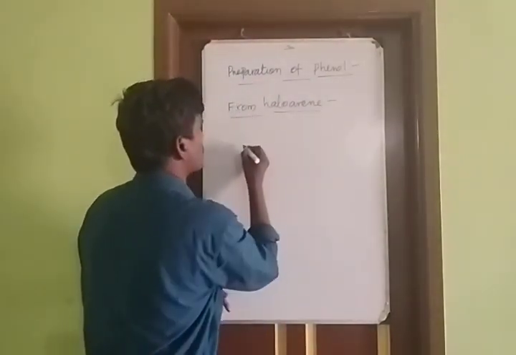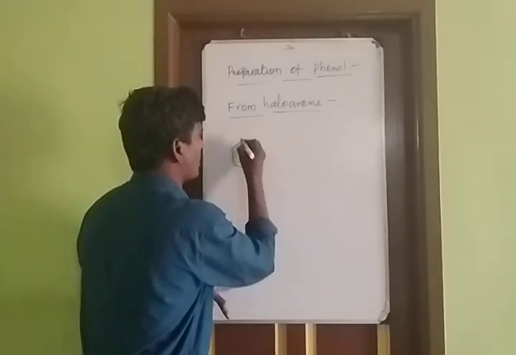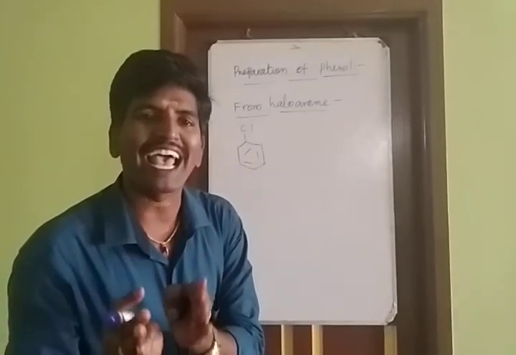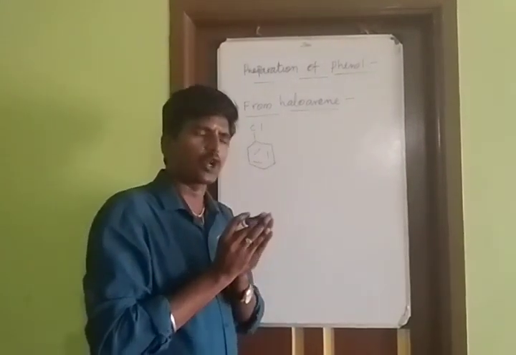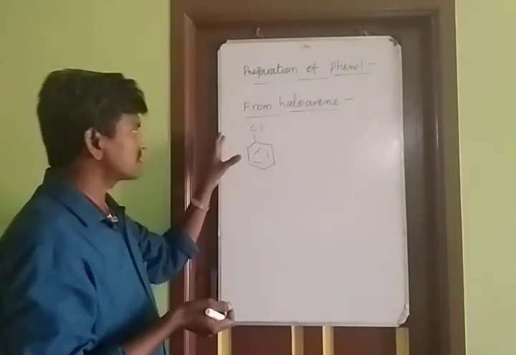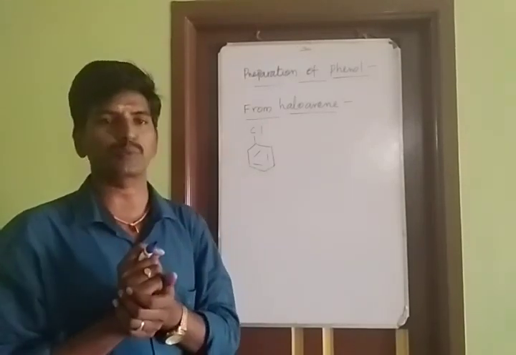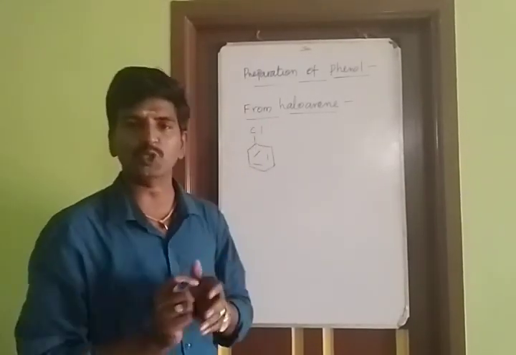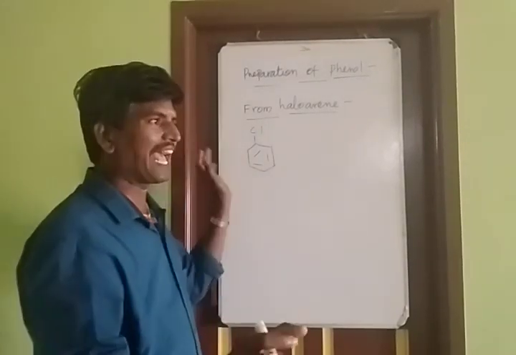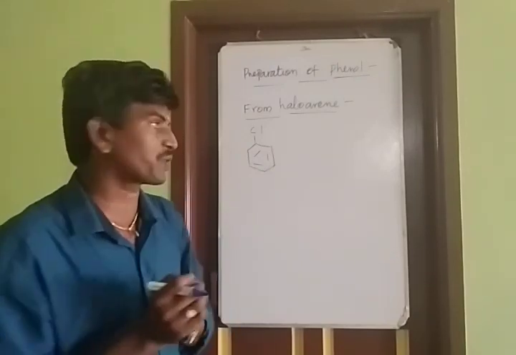For example, chlorobenzene. This one is an example for haloarine. Actually, aromatic compounds undergo electrophilic substitution reaction. This is also an aromatic compound, but this reaction is a nucleophilic substitution reaction. This reaction is called Dow's process. It is an important naming reaction.